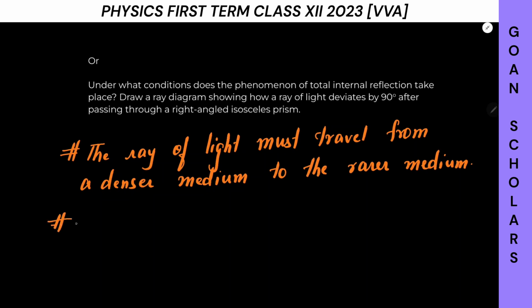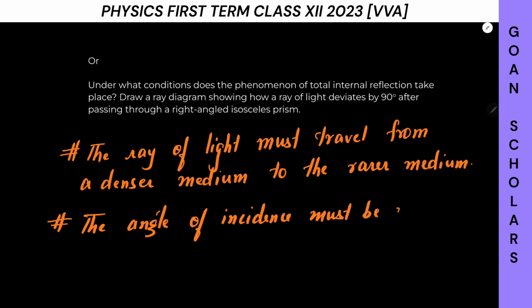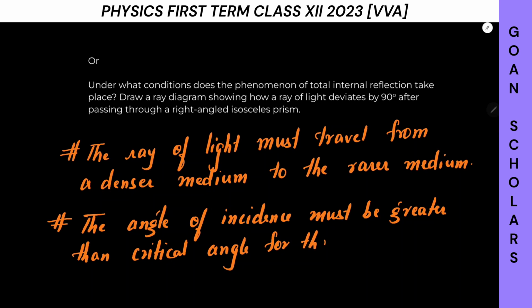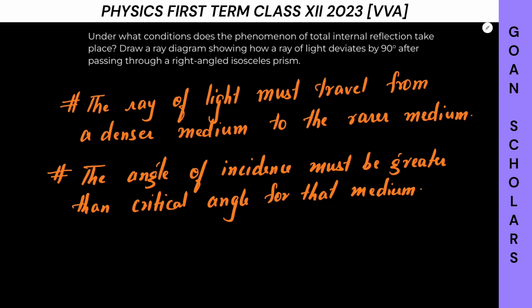Second condition is the angle of incidence must be greater than the critical angle for that medium. So these are our two conditions. Now the second part says: draw a ray diagram showing how a ray of light deviates by 90 degree after passing through a right angled isosceles prism.